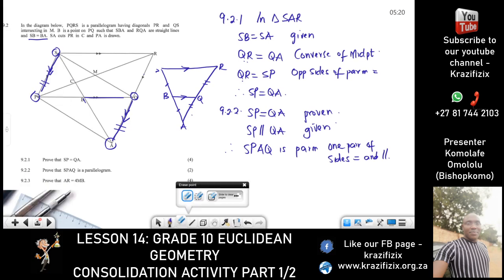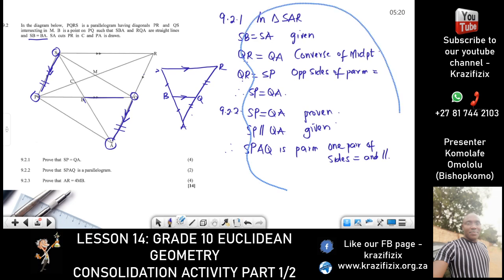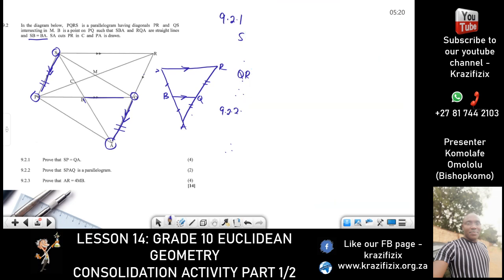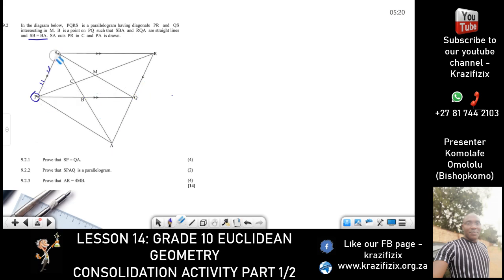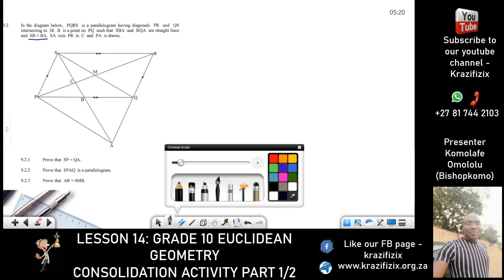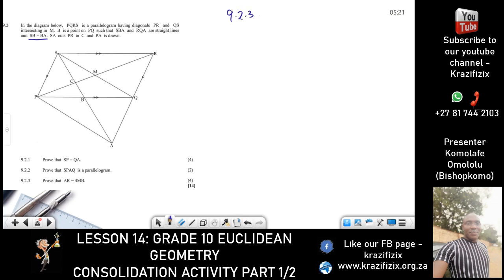Alright. Let me clean all of this. Let's clean quickly. Alright, now we want to prove that AR equals 4MB. AR equals 4MB. 9.2.3. Where's AR? Let's go look for AR again. Where's A? AR equals 4MB. Although there's no line here.